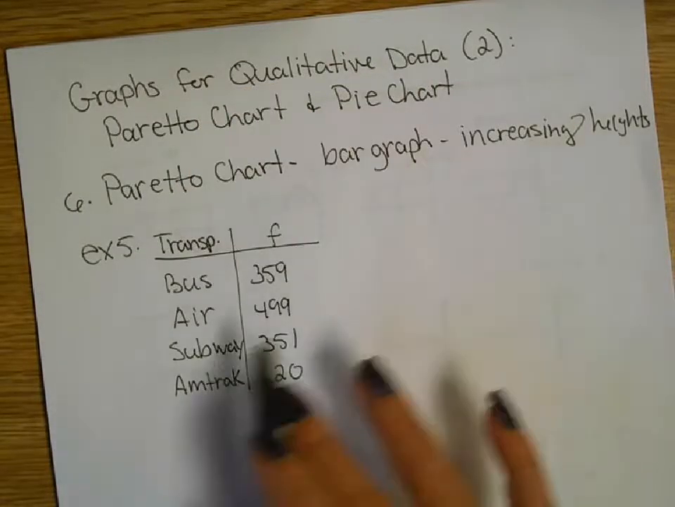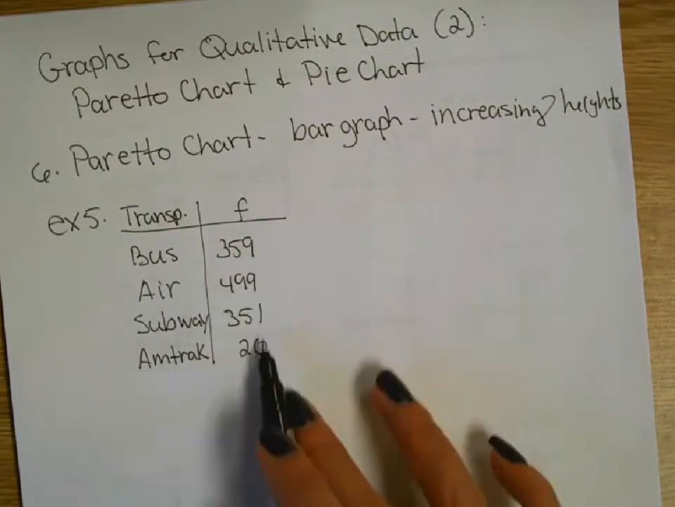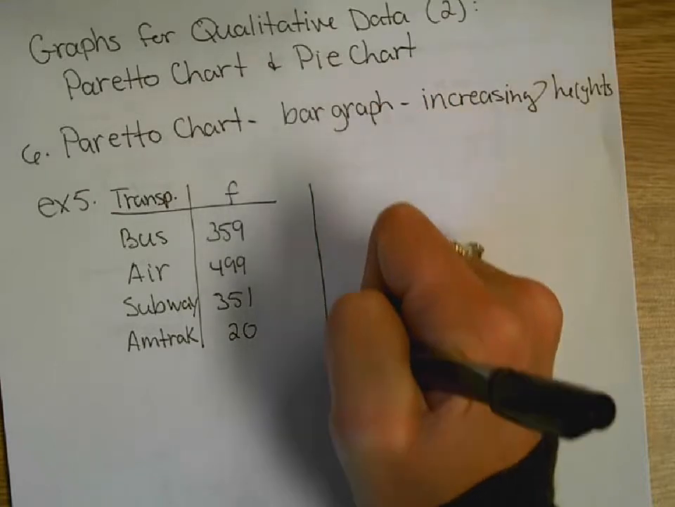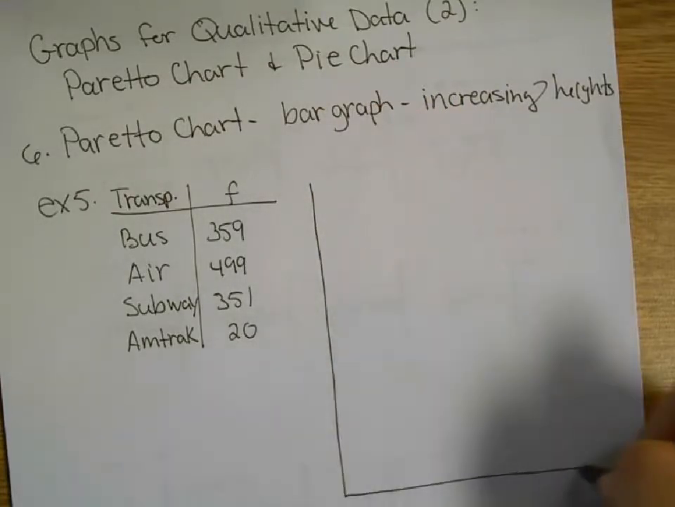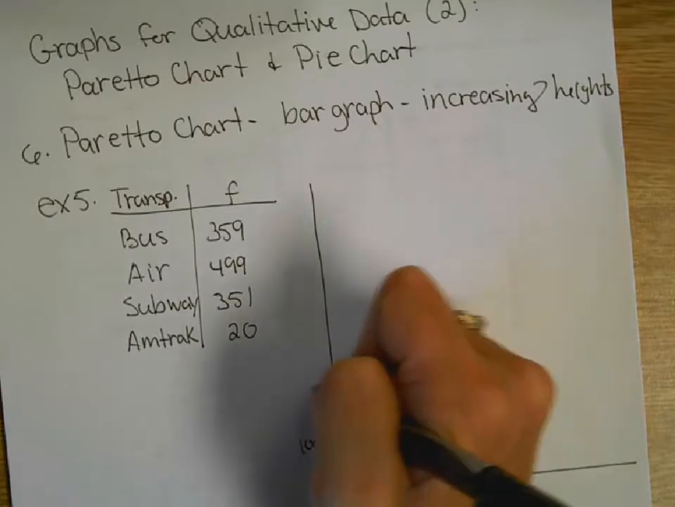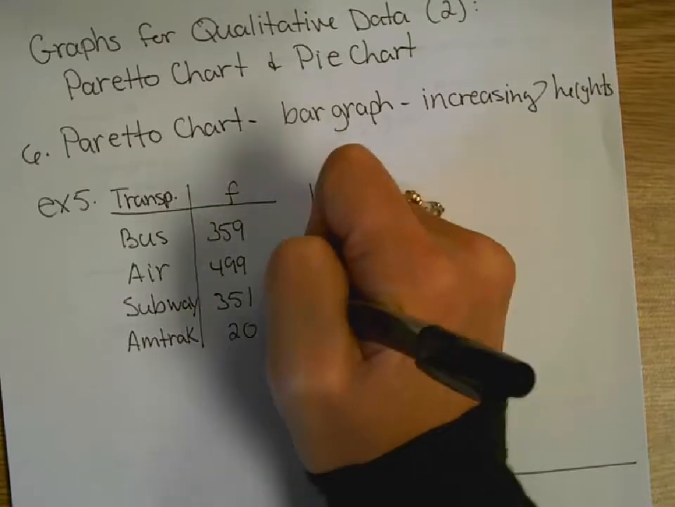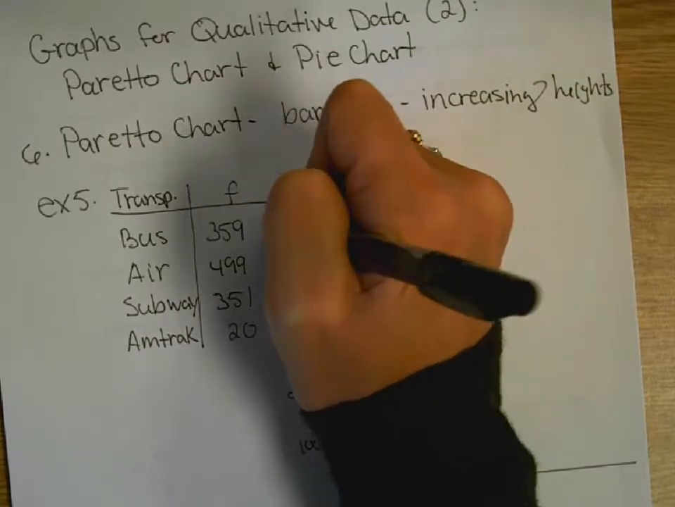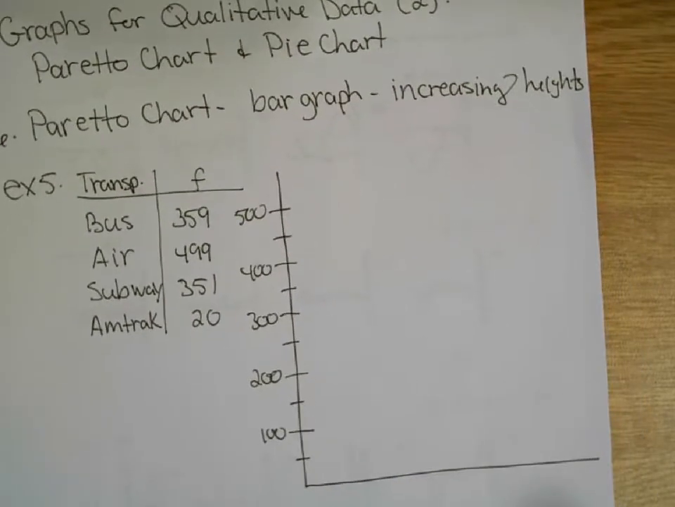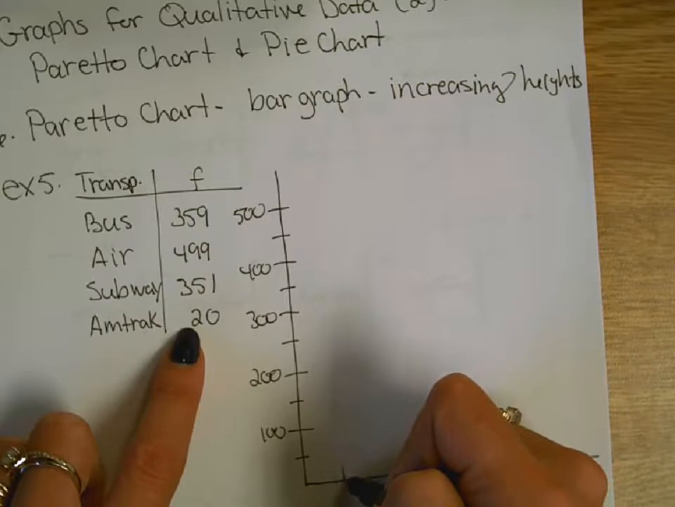We'll make, it's just a bar graph where each bar represents how many are traveling by each mode of transportation. So our y-axis, again, is going to be our frequency. So we've got to get up to 500. Pick a good scale there. So like maybe 50s, 100, 200, 300, 400, 500. And now, to be a true Pareto, you want your bars in increasing height. So you want your smallest one, the Amtrak, maxing out at 20 here, and that's 50, so it's very small.